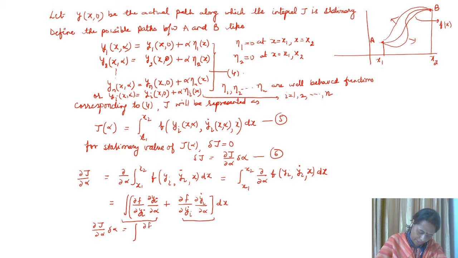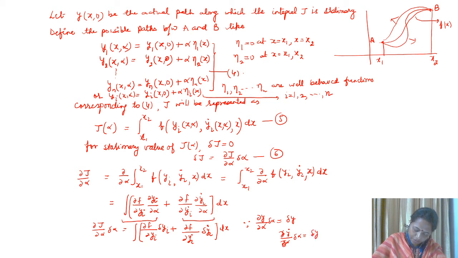It will be delta F by delta yi plus delta F by delta yi dot times delta yi dot, because delta y by delta alpha will be delta y, and delta y dot by delta alpha will be delta y dot. So I have used this and changed it here and written it, delta y dot by delta alpha.